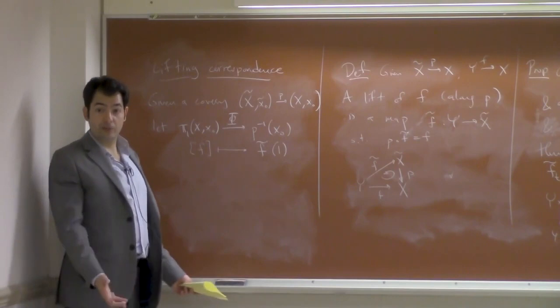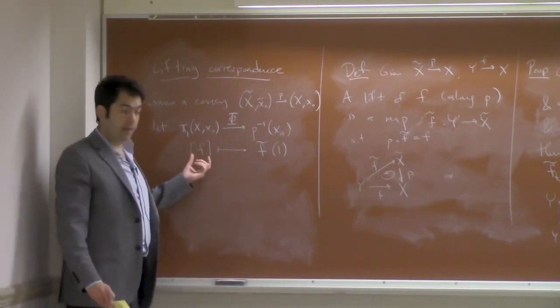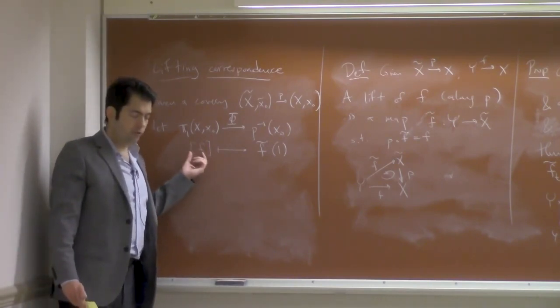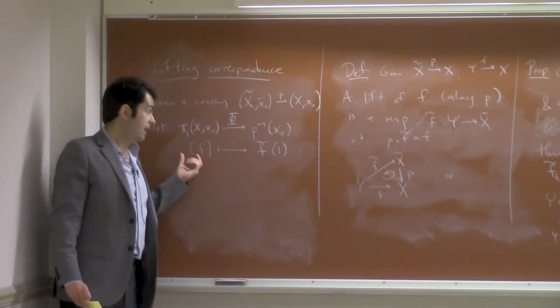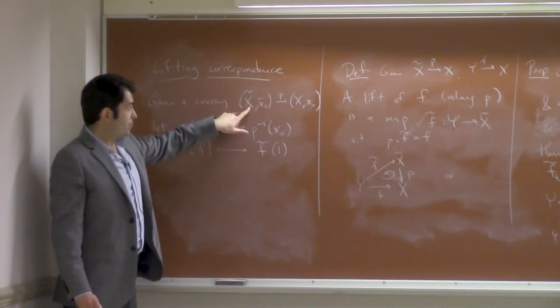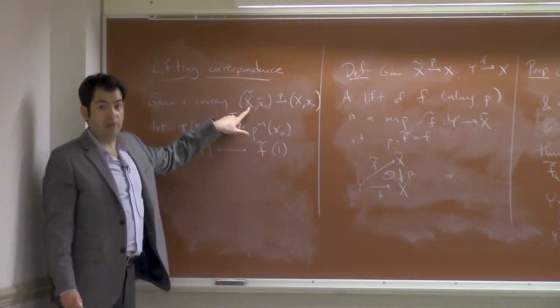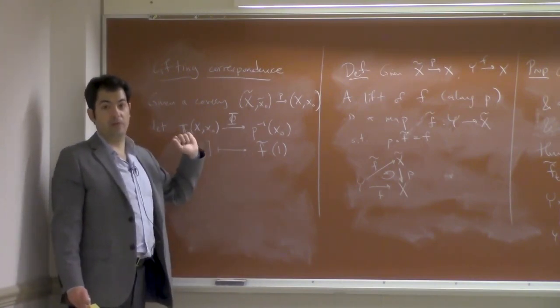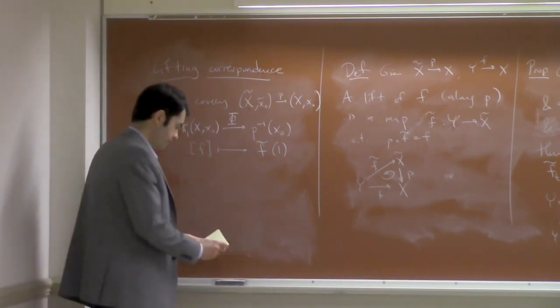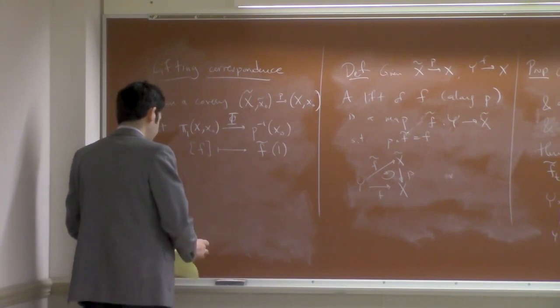Right? This is well defined because this is a path homotopy. Any two representatives are related by a path homotopy here. That homotopy lifts to x tilde to a path homotopy. So the right endpoint is going to be fixed, no matter what representative we chose.